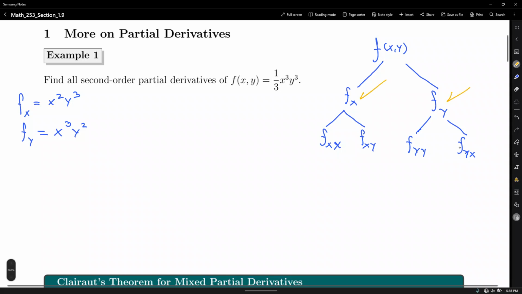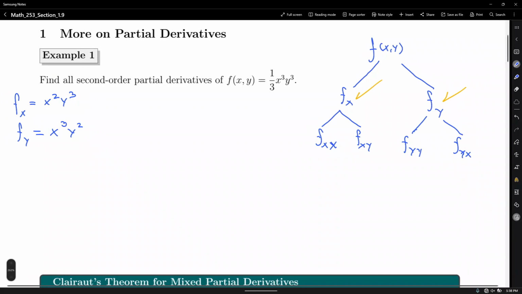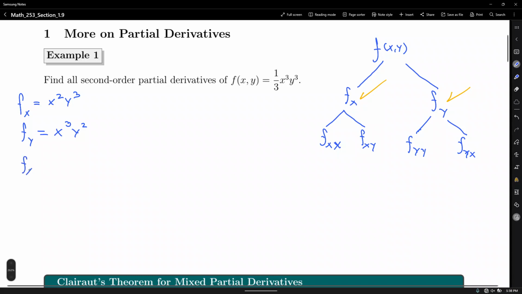So far, check on these two. Let's talk about these 4. So f double x, f twice with respect to x. That means what we already differentiated with respect to x, we differentiate again with respect to x. The derivative of x squared is 2x, so that is 2x y cubed. And then I'd like to do f twice with respect to y. We're going to talk about the other 2 in a second. That is, whatever we differentiated with respect to y already, do it a second time with respect to y.